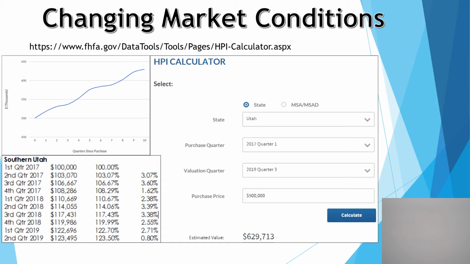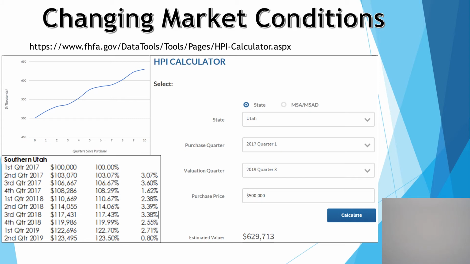One of the first elements that we need to consider in analyzing the reliability of the comparable sales approach is the nature of a changing market. Right now, in this period of time, we've seen dramatic increases in prices, so comparable sales that are dated, that took place over a longer period of time, tend to reflect lower values.